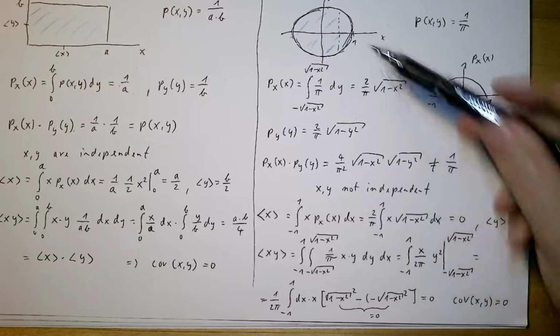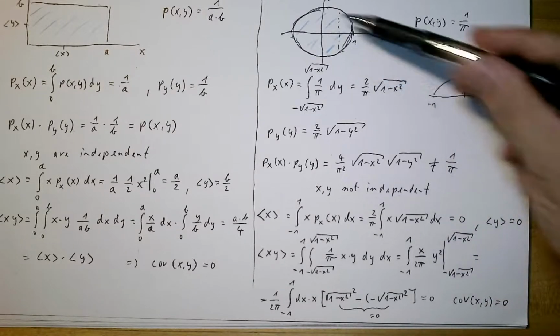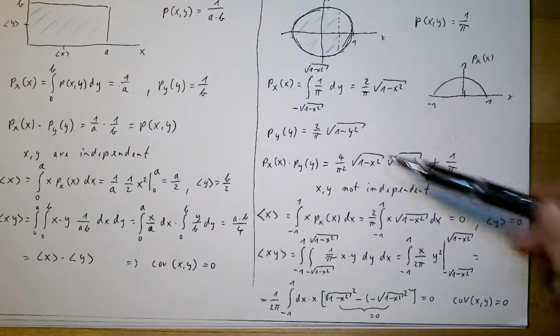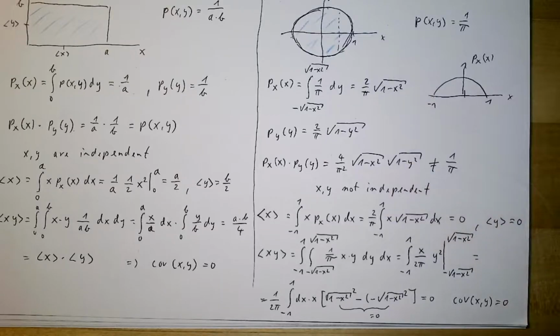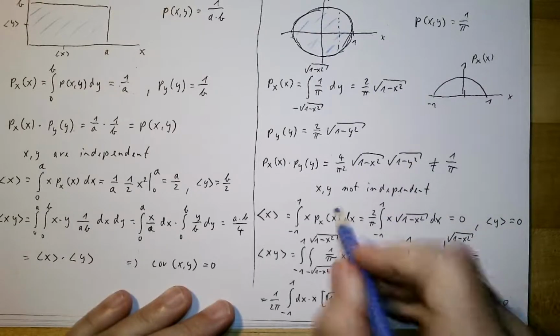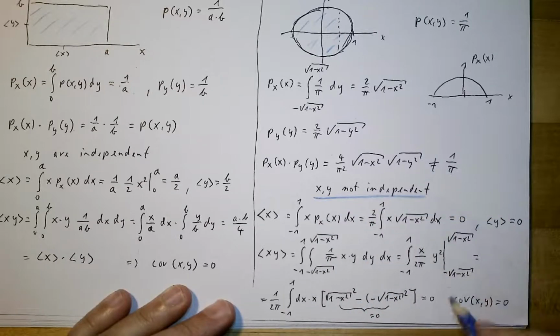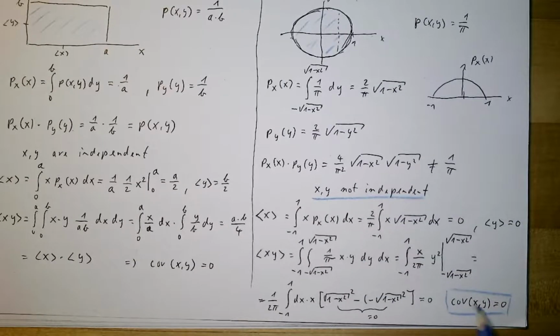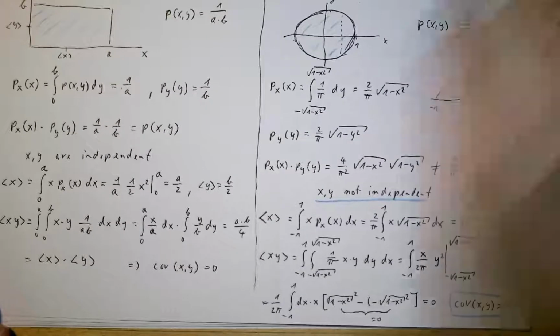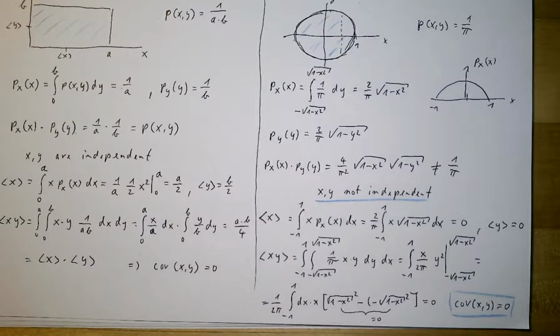So here we have a case where the covariance is 0, but the random numbers are not independent. So this is another example where we have zero covariance but no independence. Okay, those were just two worked out examples. The video was getting a bit long, I see, but I wanted to show you the examples.